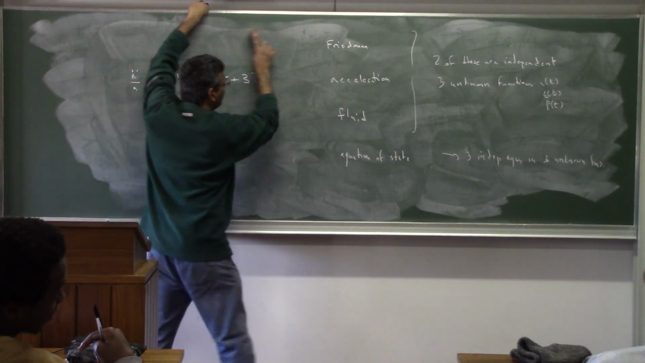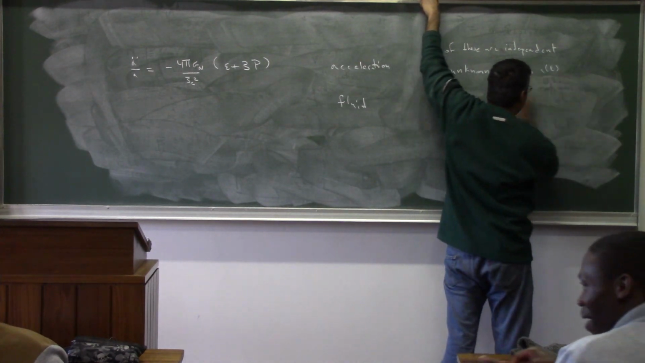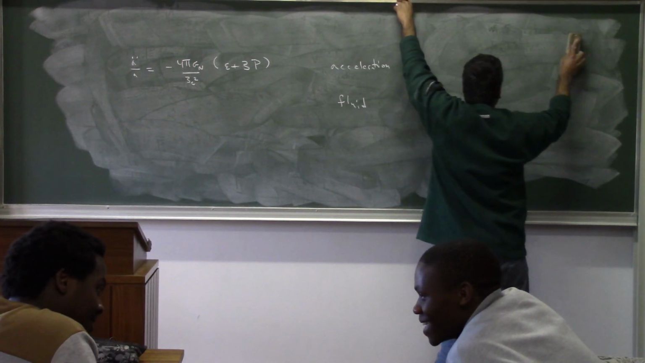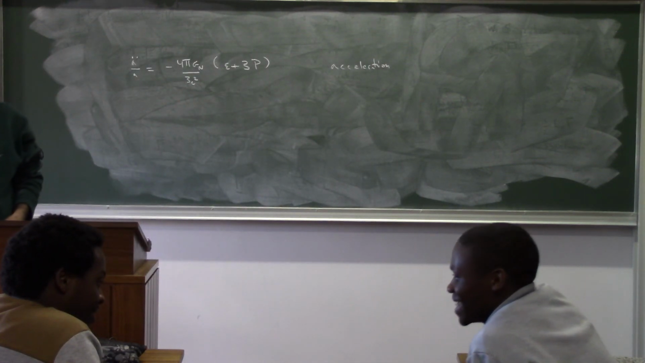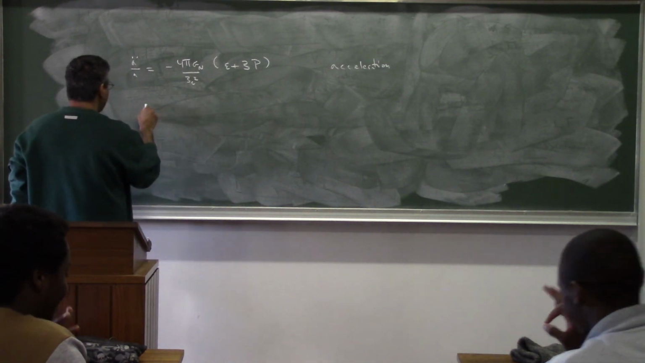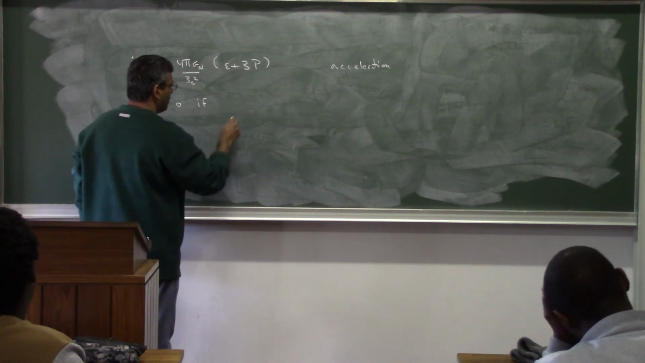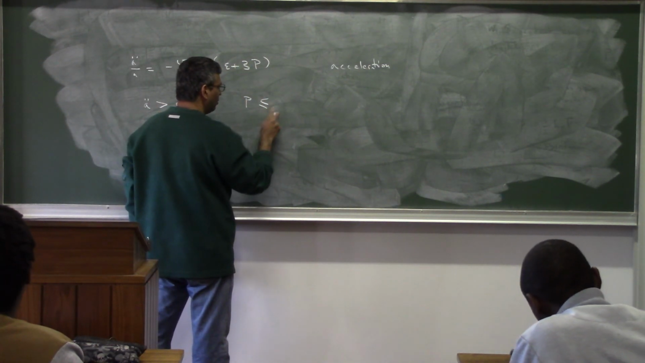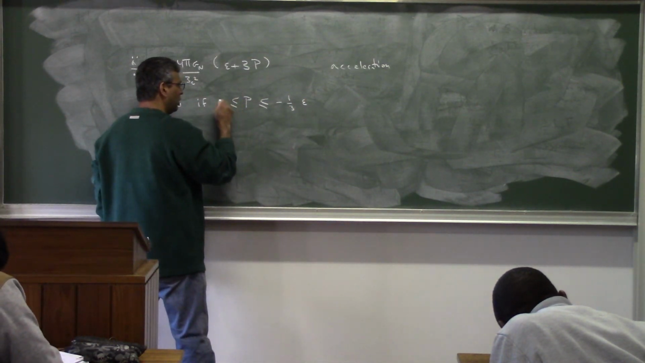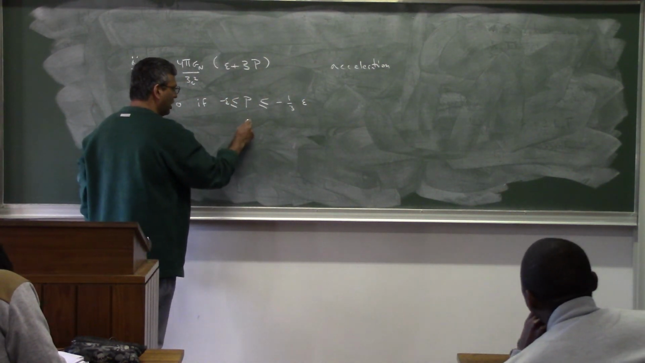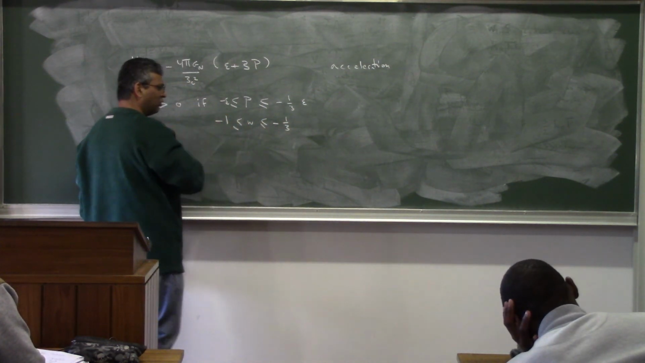I'll leave the acceleration equation up, and we'll make some more comments about pressure now. So we noticed that ä is positive if pressure is less than or equal to minus 1/3 epsilon, and greater than minus epsilon. So w is between minus 1/3 and minus 1.